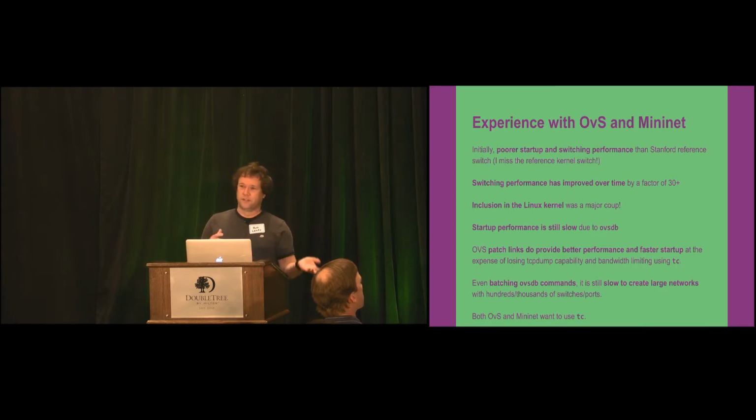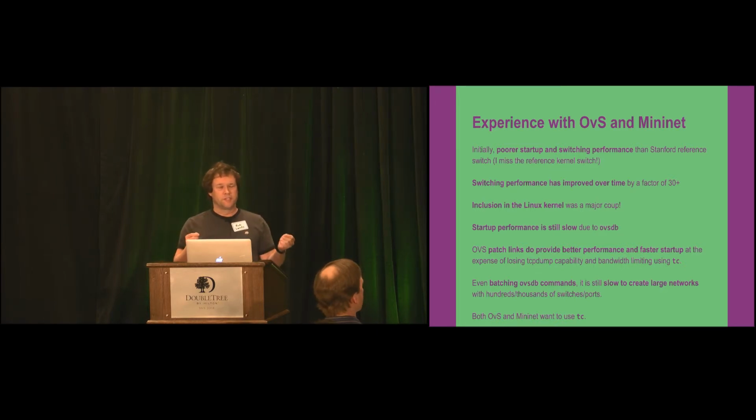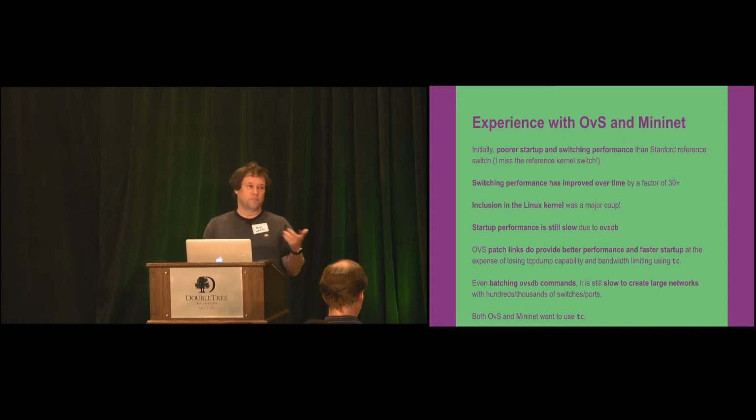And there's currently this thing where I want to use TC in Mininet and OVS wants to use TC. And if there are multiple subsystems in Linux that both want to use TC, they can have sort of conflicts over the queuing disciplines. And so I guess it's something to think about. I can probably fix it in Mininet.